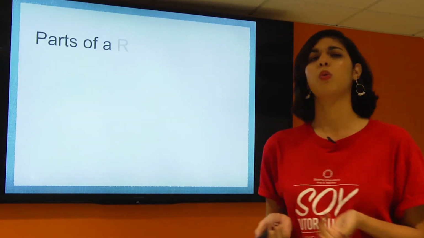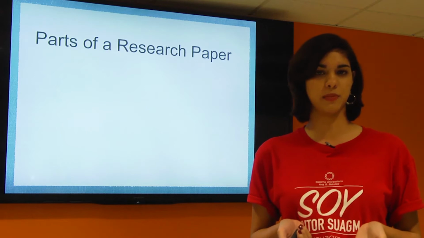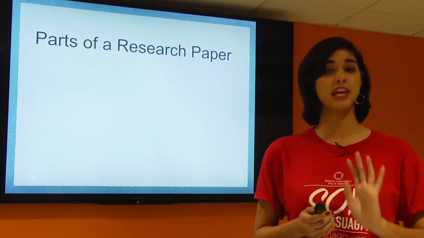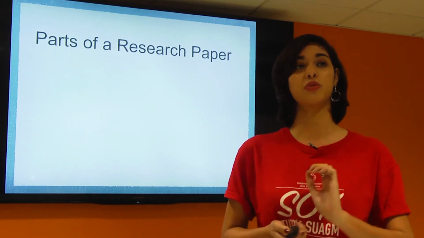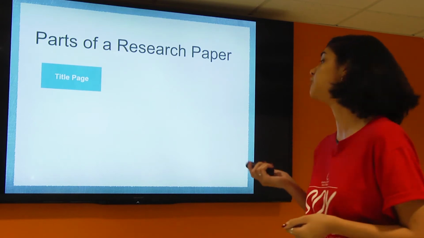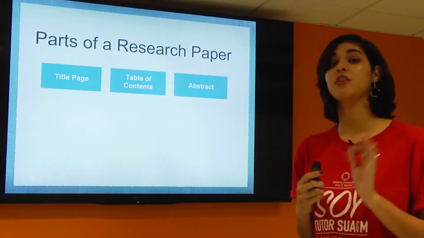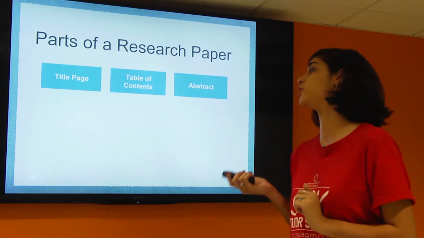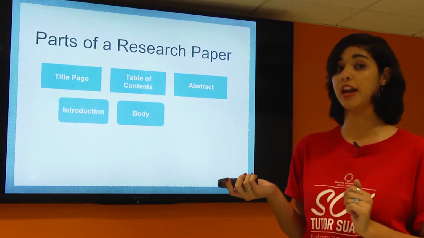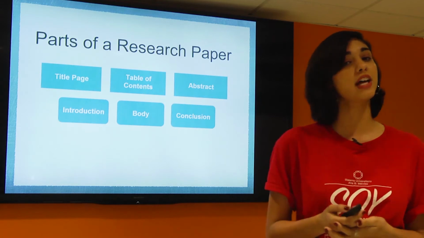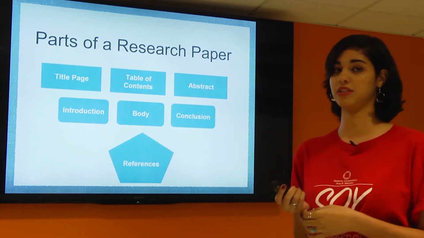Next up, what exactly are the parts of a research paper? Well, we will be discussing the APA format, so in it you will find your title page, your table of contents, your abstract, followed by the most important parts, which are your introduction, your body, and the conclusion. And finally, you will be able to find your references.